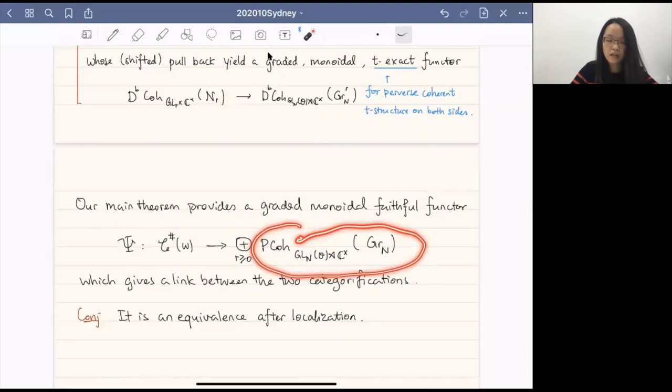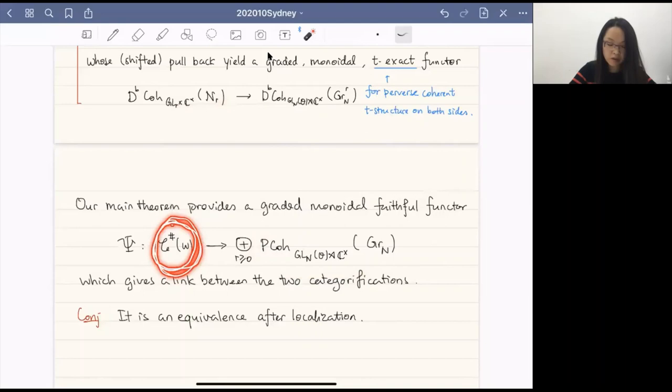And so in this way, we get a graded monoidal faithful functor from the categorification by Kang-Kashiwara-Kim-Oh-Park to the categorification by Cautis and Williams. And we hope to prove this is an equivalence, but for the moment, we cannot prove this functor is full. So that's where we are. Okay, so I think that's all.